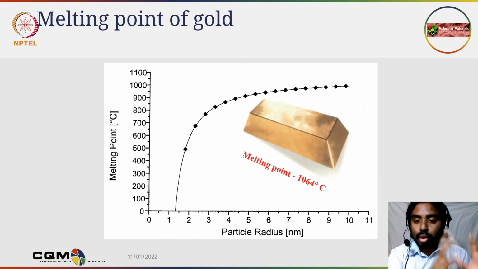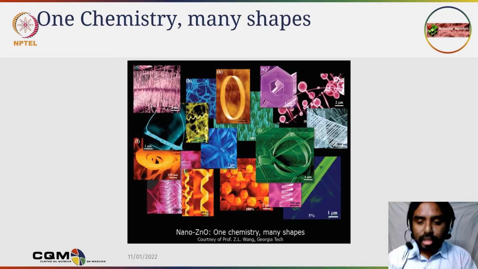This is a property of nanomaterials. The next one is one chemistry, many shapes. As I said before, two things are important in nanomaterials: one is size, the next one is shape, right? Just see this image. You have several different morphologies of one single material, zinc oxide nanoparticle. You can fabricate them into rings, fibers, hexagons, ribbons, coils, and nano flowers.